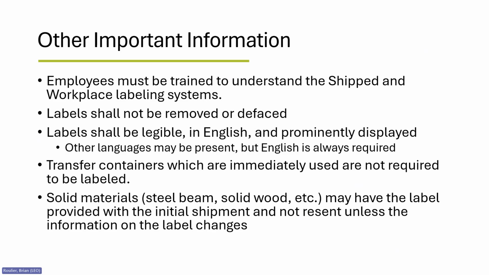One exemption to the secondary container labeling applies only to transfer containers, which are used to transfer a chemical from a shipped container immediately to another container. This exemption only applies if the transfer is immediate and does not leave the control of the employee transferring the chemical. Additionally, for solid materials like steel beams, solid wood, or metal castings, a label must be provided with the initial shipment, but does not need to be resent unless there are changes to the label.